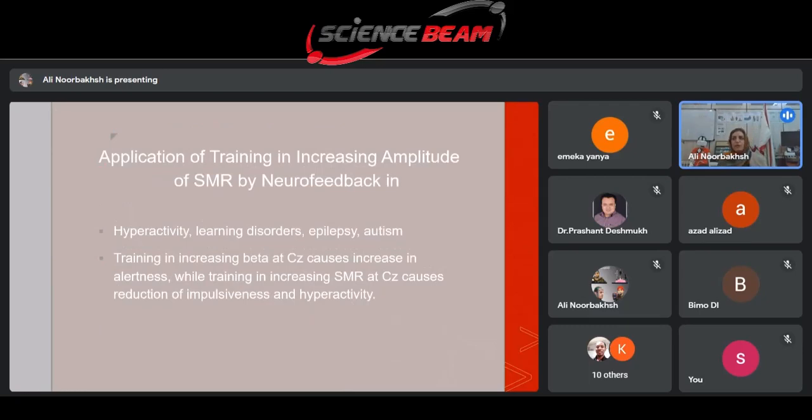Application of training to increase the amplitude of SMR by neurofeedback in hyperactivity, learning disorder, epilepsy, autism. Training to increase beta at CZ causes an increase in alertness, and training to increase SMR at CZ causes a reduction of impulsiveness and hyperactivity.